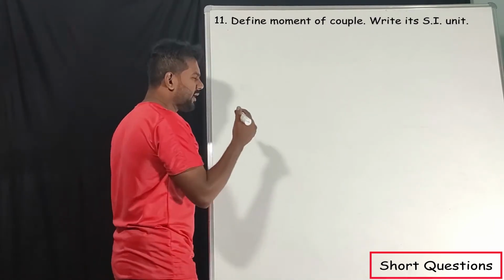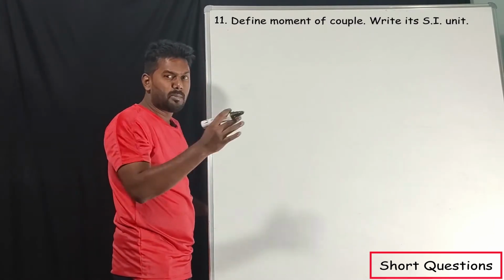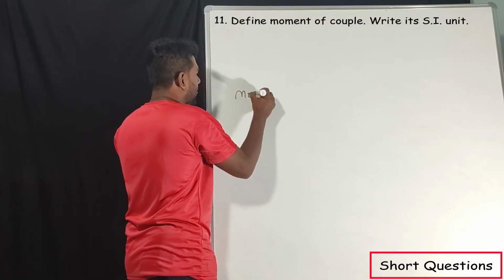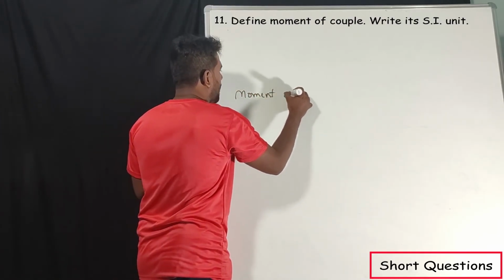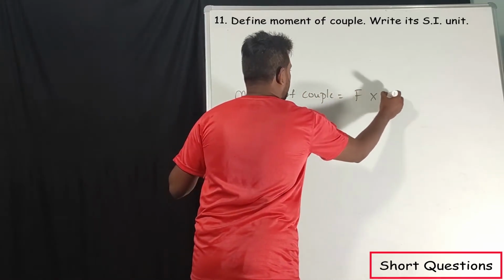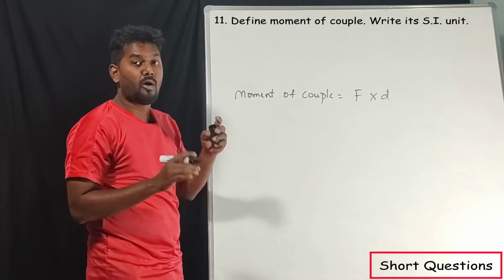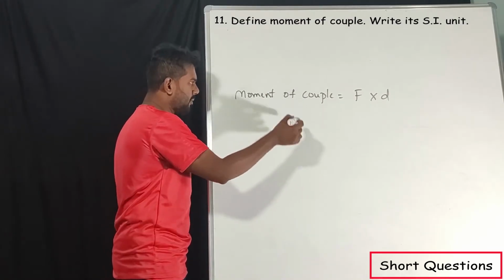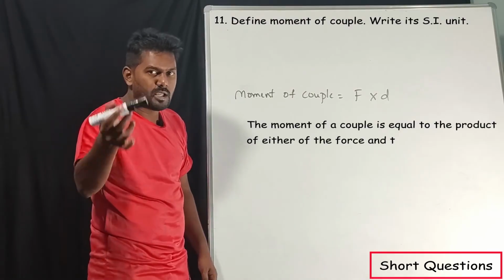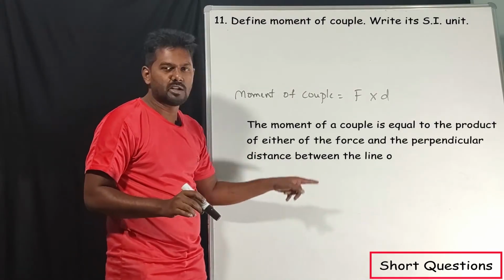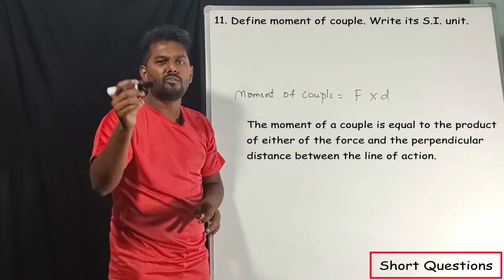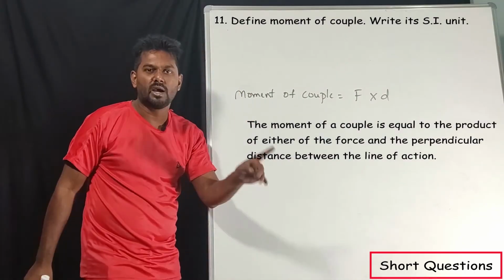Define moment of couple and its SI unit. Listen, I told you moment of couple is nothing but moment of force only, but the way of explaining is different. Moment of couple is equal to force into D. So using this formula, how can we define it? Moment of couple is equal to the product of either the externally applied force or reactional force and the perpendicular distance on the line of action, called moment of couple.